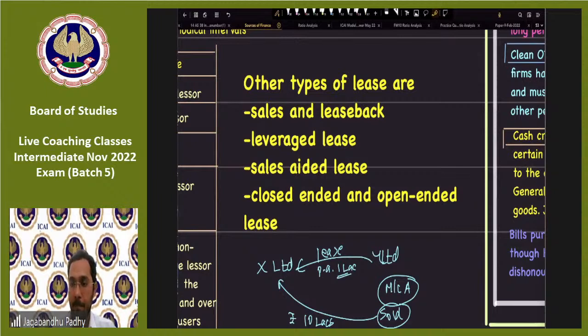Okay, are we good? Sales aided lease, guys. Then we have closed ended and open ended lease. Closed ended means you cannot prematurely cancel it, and open ended means you can prematurely cancel the lease. Okay.